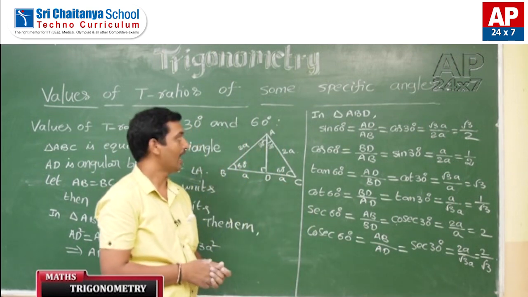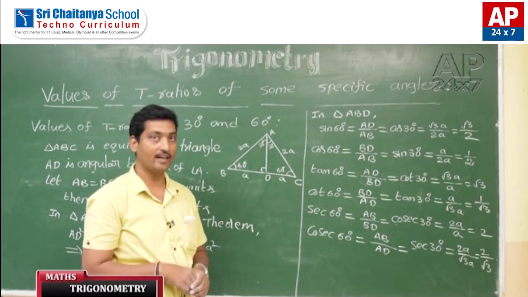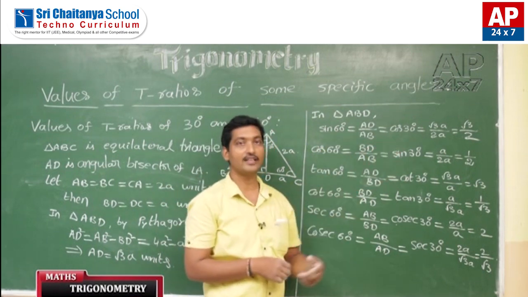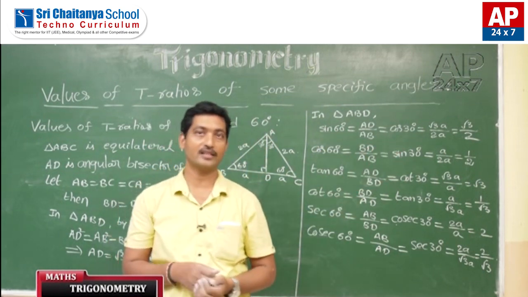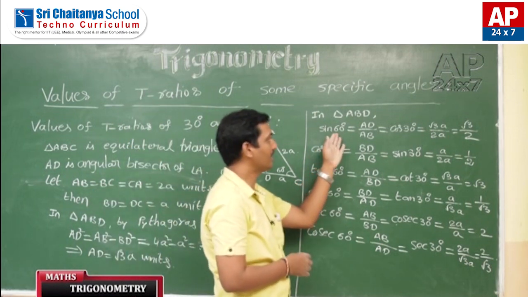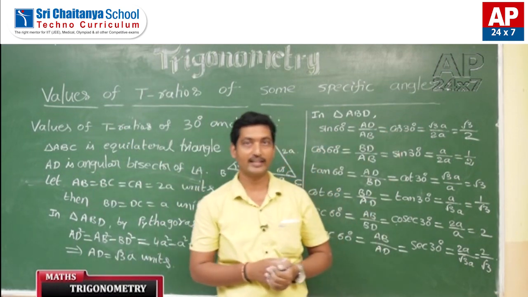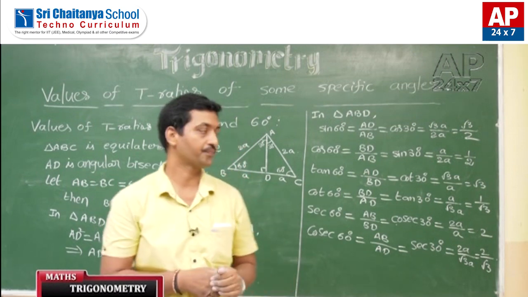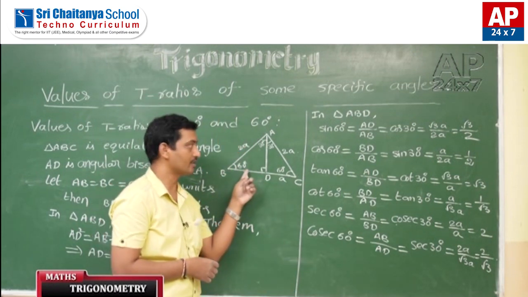Children, in another way also you can say 60 degrees and 30 degrees are complementary angles. The sum of these two is equal to 90 degrees. That's why sin 60 degrees is equal to cos 30 degrees. Previously we learnt it.